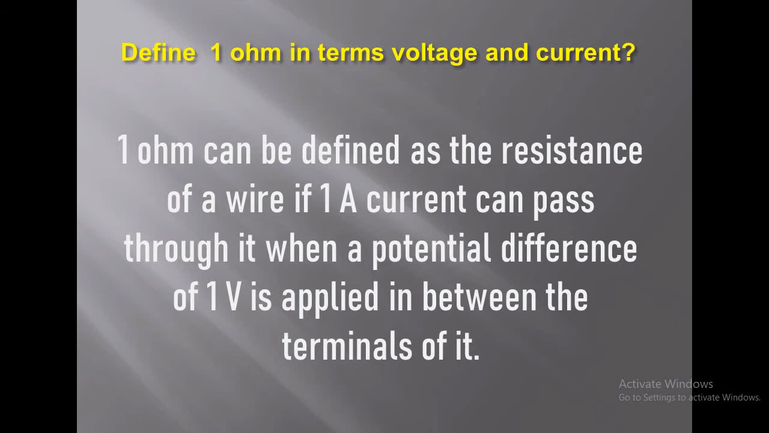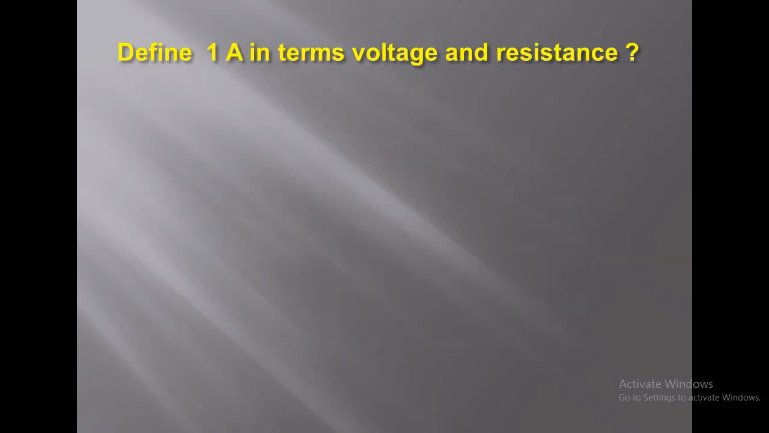1 ohm can be defined as the resistance of a wire if 1 ampere current can pass through it when a potential difference of 1 volt is applied in between the terminals of it. Then define 1 ampere in terms of voltage and resistance.